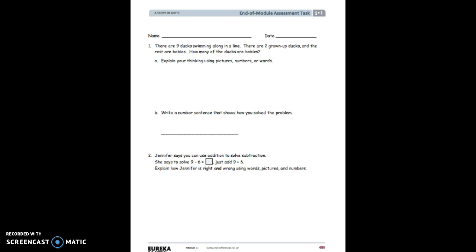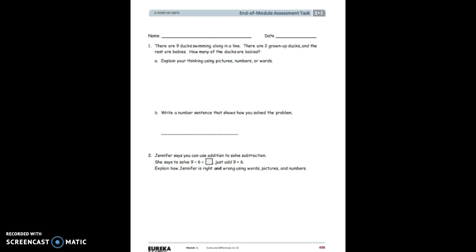There are 9 ducks swimming along in a line. There are 2 grown-up ducks and the rest are babies. How many of the ducks are babies? A. Explain your thinking using pictures or numbers or words. Please pause this video so you have time to draw your picture.